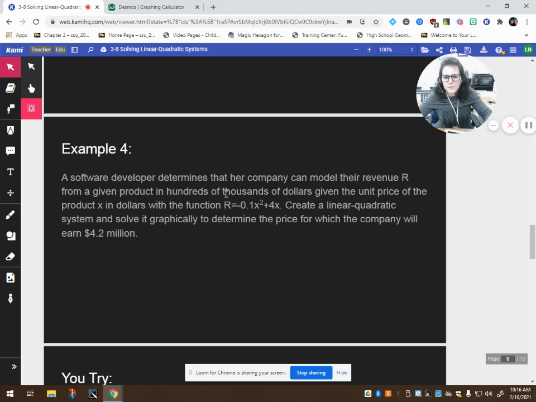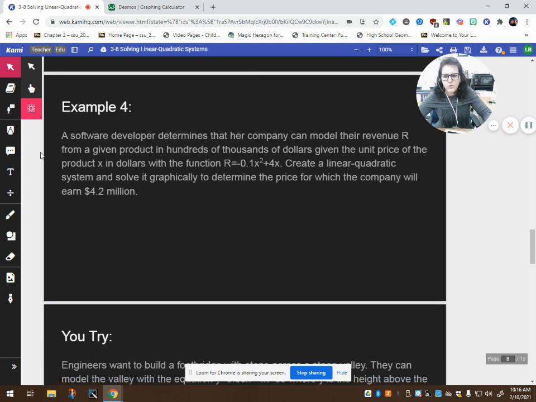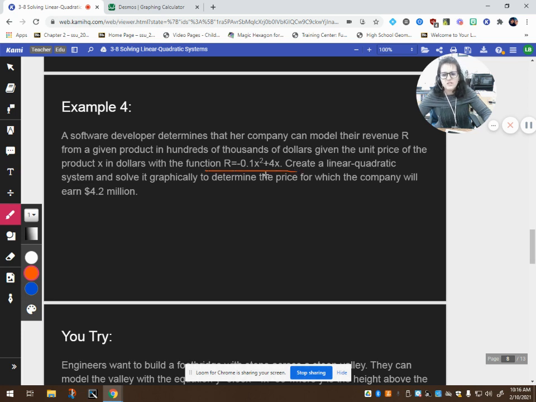Okay, so a software developer determines that her company can model their revenue R from a given product in hundreds of thousands of dollars, given the unit price of the product X in dollars, with the function R equals negative 0.1 x squared plus 4x. Create a linear quadratic system and solve it graphically to determine the price for which the company will earn $4.2 million. So we're wanting their revenue to be $4.2 million.